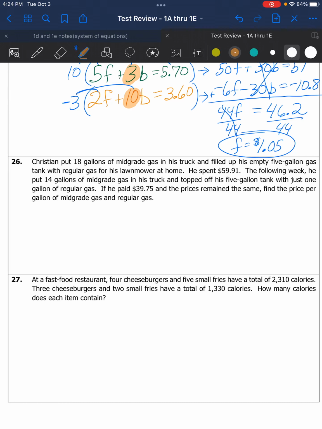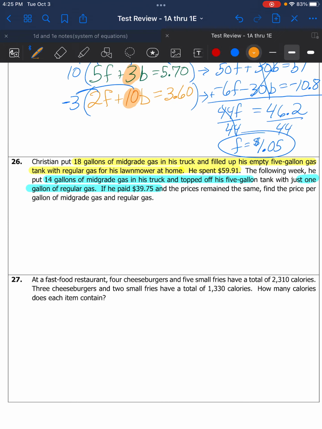Okay, so what are my 2 scenarios here? All right, I got 18 gallons of mid-grade gas and 5 gallons of regular in the first week, and he spent $59.91 on that. The second one, he put 14 gallons of mid-grade and just 1 gallon of regular gas, and he paid $39.75.